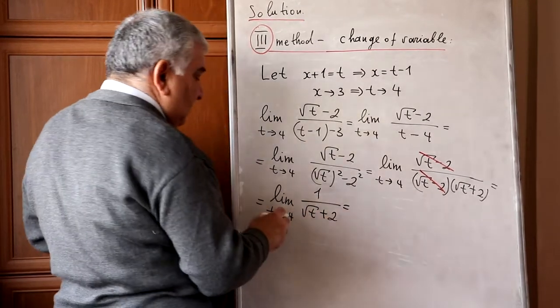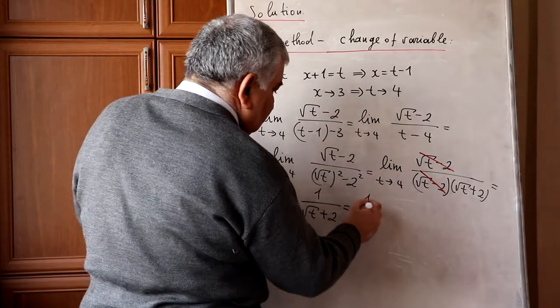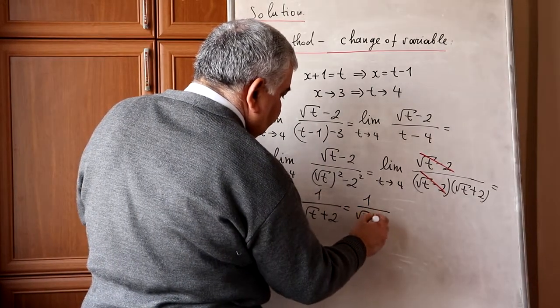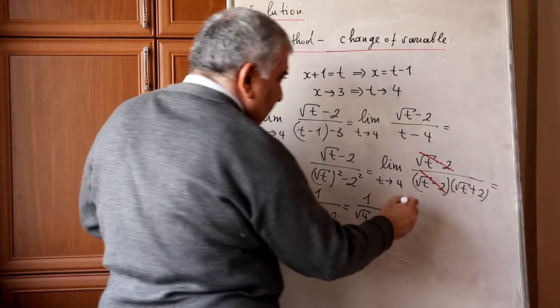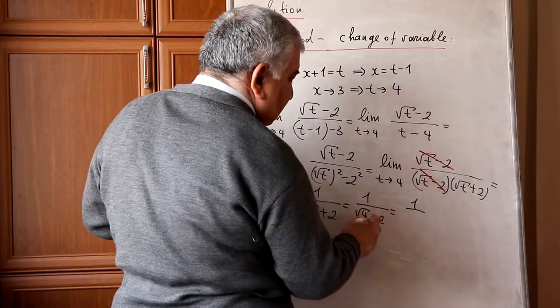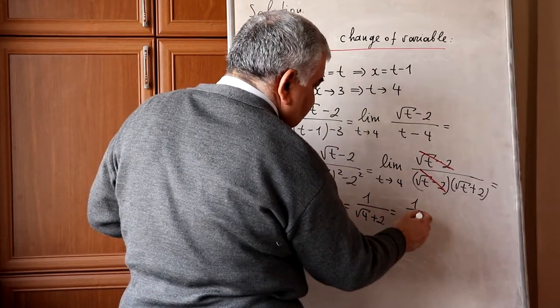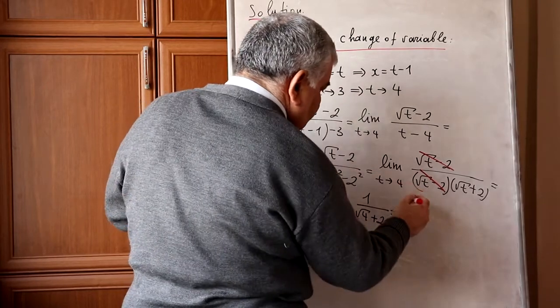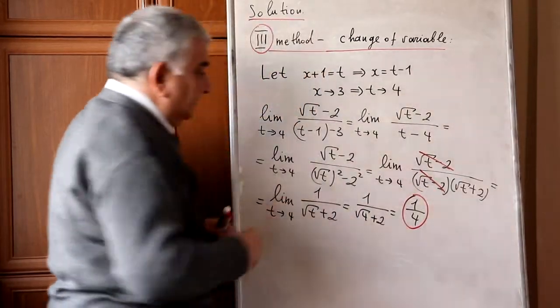Then substitute 4 instead of t. 1 over square root of 4 plus 2 equals 1 over 2 plus 2, which is 4. 1/4. We obtain the same number.